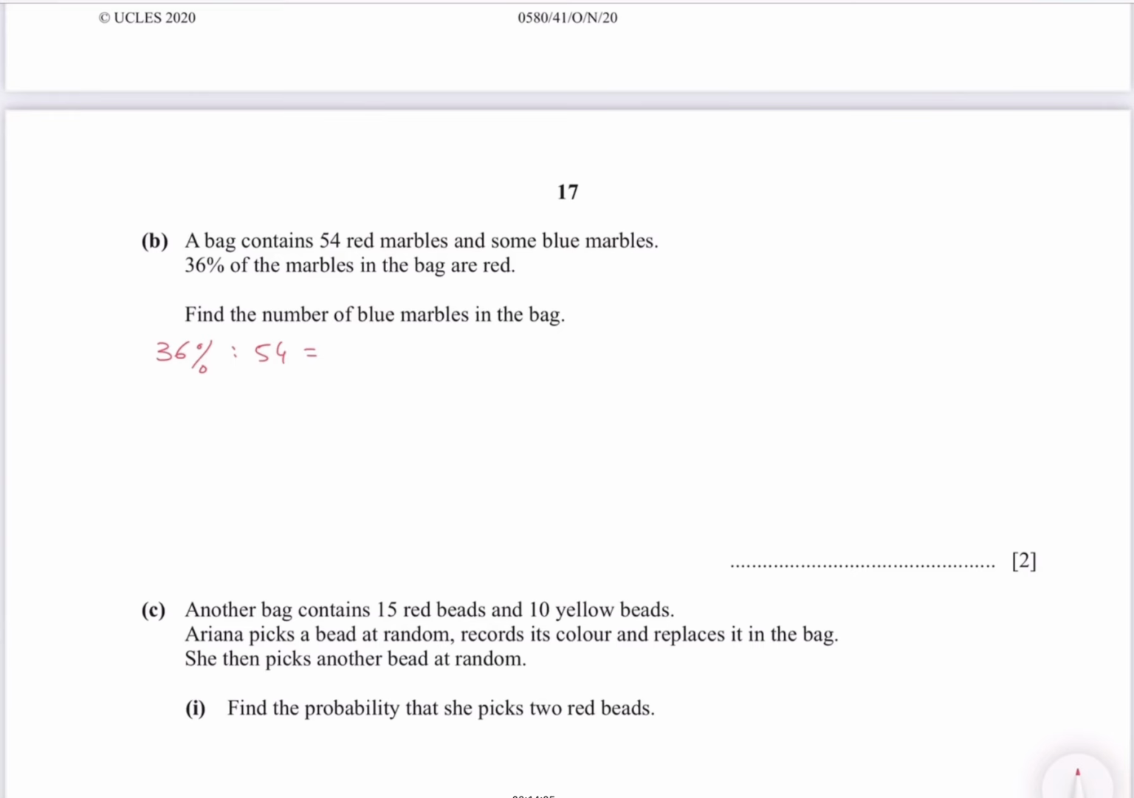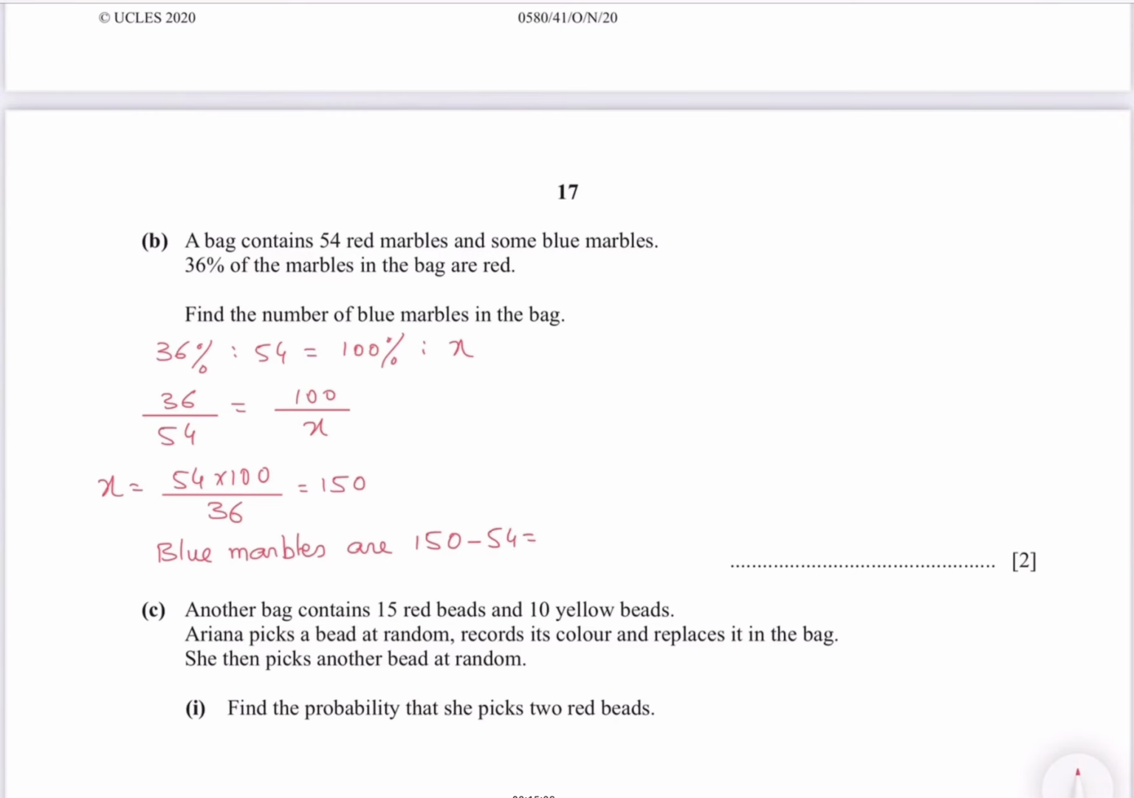It means that 36% represents 54. So this is equal to 100% represents how much? So 36 over 54 equals 100 over x. Cross multiply, and you get the value of x, 150. So blue marbles are 150 minus 54, which are 96.